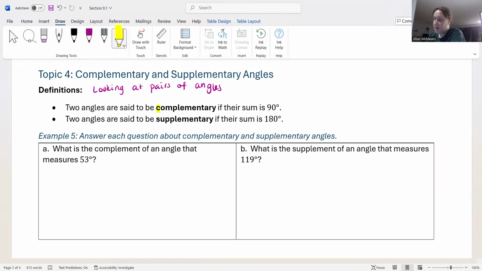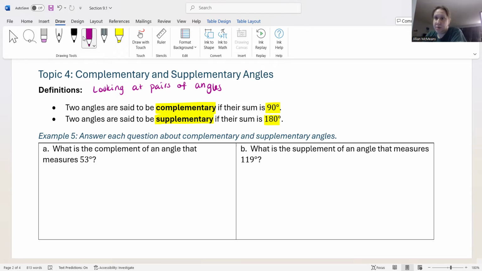Two angles are said to be complementary if their sum is exactly 90 degrees. So their sum can't be 89, it can't be 91, it can't be 90.1. Okay, the sum has to be exactly 90 degrees. And then two angles are said to be supplementary if their sum is 180.